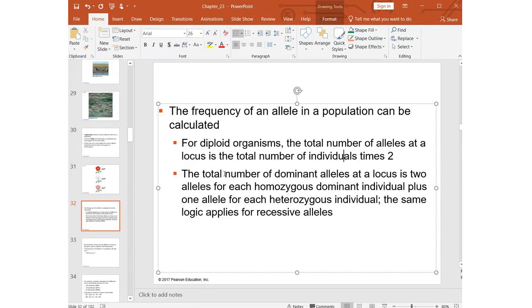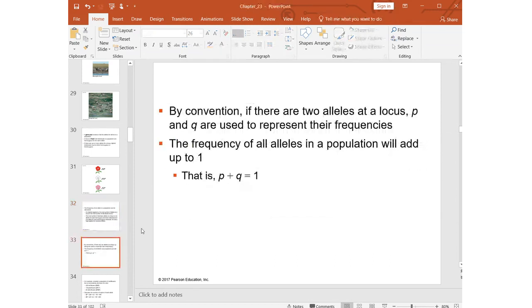The total number of dominant alleles at a locus is 2 alleles for each homozygous dominant individual plus 1 allele for each heterozygous individual. And then the same logic applies to recessive alleles. You'll see this when we get into some equations.